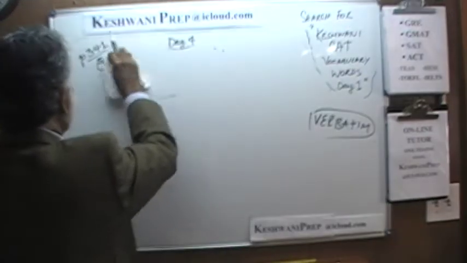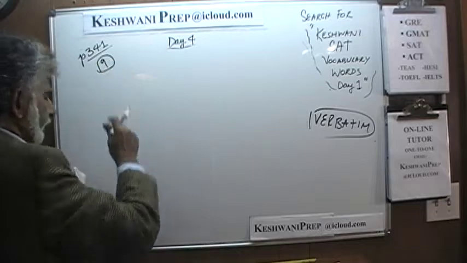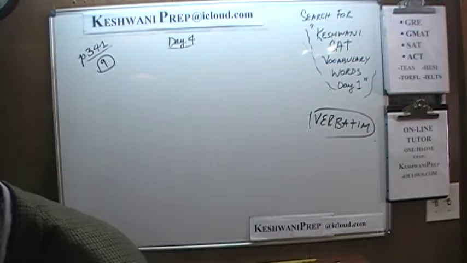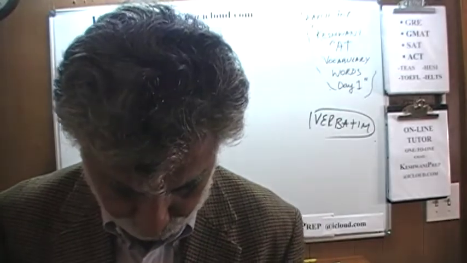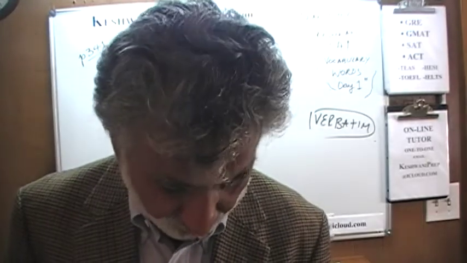Number 9. Again, some of these words are very simple for you, obviously. For some of you, they will not be that simple. It all depends on your level of vocabulary. Verbatim: look it up, or learn it. It simply means to say something word for word, exactly the way it was said. Instead of saying that I'm quoting him right now, you just say, I'm going to tell you verbatim what he said to me. Verbatim is the word we learned.